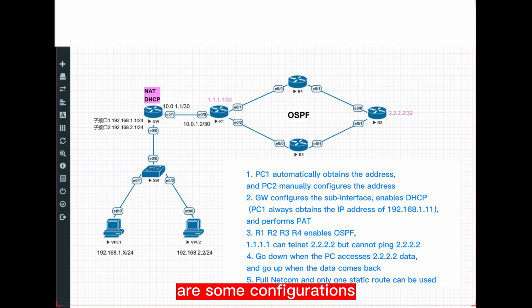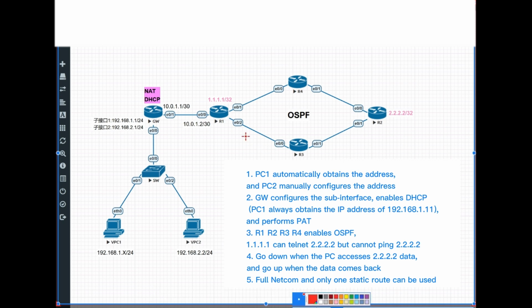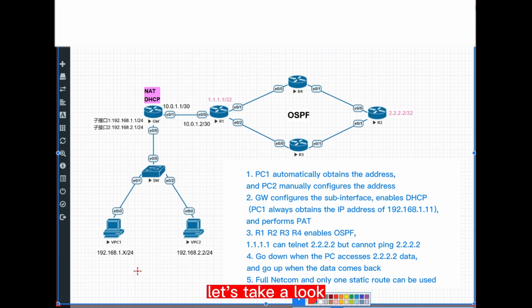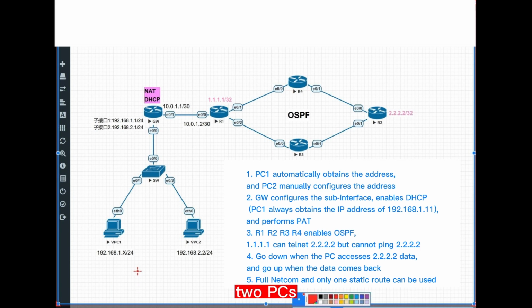In this topic are some configurations we learned throughout the NA phase. Basically all have been checked. Although there is not much equipment, there are a lot of things to check. Let's take a look. First of all, there are 5 routers in the whole picture, 2 PCs, and a switch. We're going to configure it.